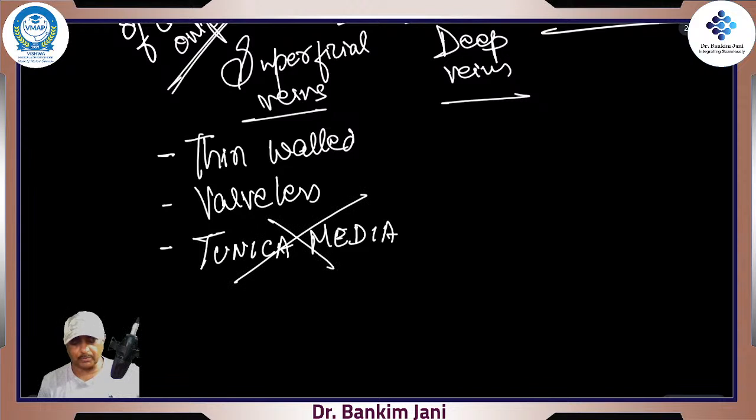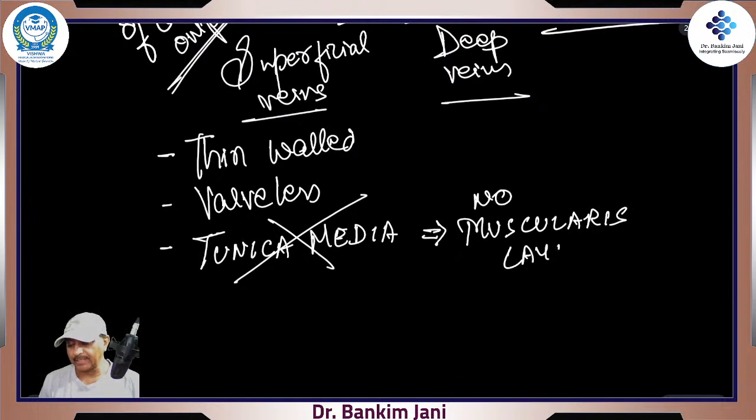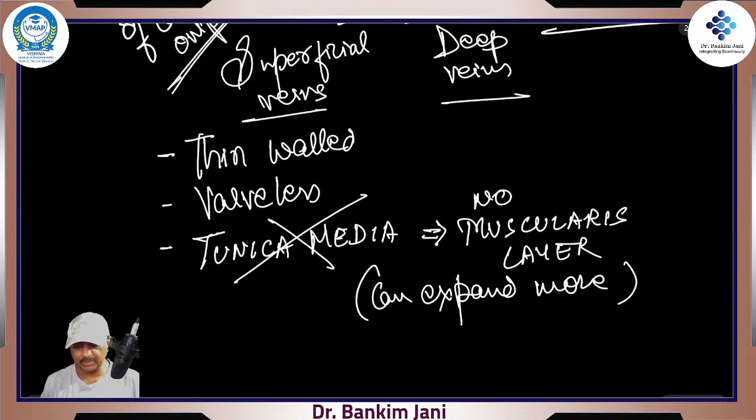This means just one thing: there is no muscularis layer. That's the reason that they can expand more. This is the reason that whenever there are aneurysms, they can expand crazily and they can affect the neural structures.